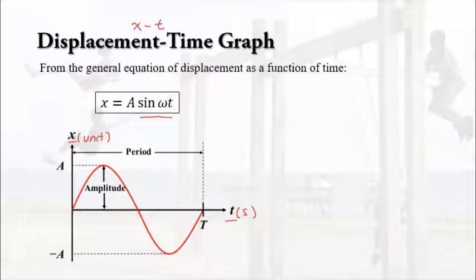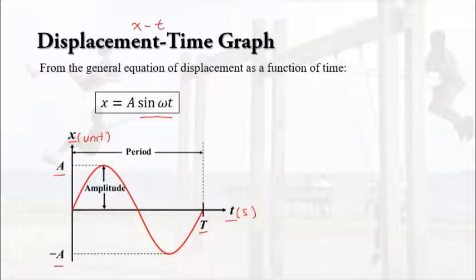Then the other information that you must include in your sketching is the amplitude, positive amplitude and negative amplitude, and also the period, the time taken to complete one cycle. So after you sketch one cycle, you label time, okay, capital letter T, the time taken to complete one cycle.